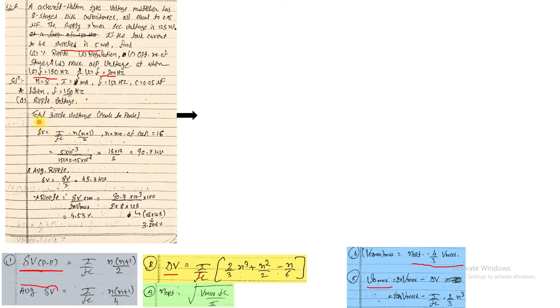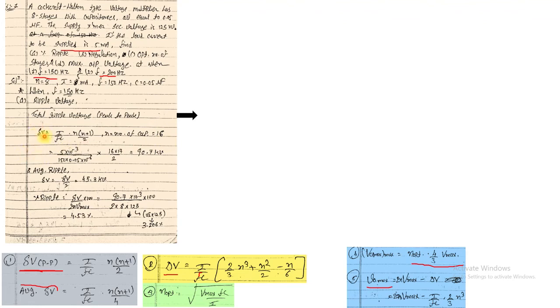So the peak to peak ripple voltage, from this formula, delta V peak to peak is I upon f C into n into (n plus 1) by 2, where n represents the number of capacitors. As we have 8 stages, the number of capacitors will be 16, because the voltage multiplier circuit is the cascade connection of voltage doubler circuits, and in voltage doubler circuits there are 2 capacitors. So as 8 stages are there, the number of capacitors required is 16.